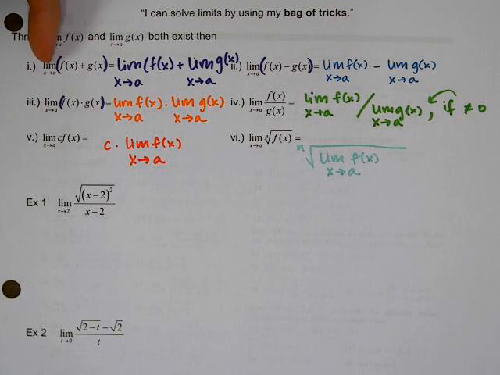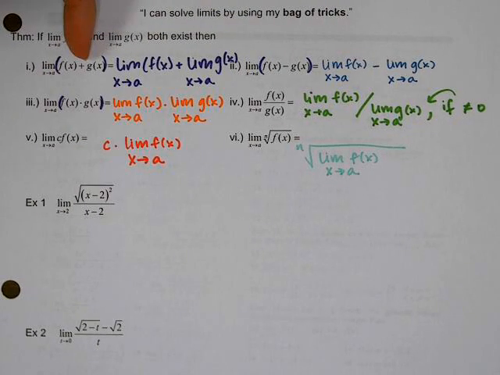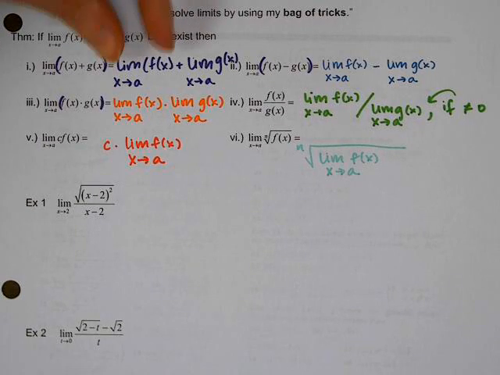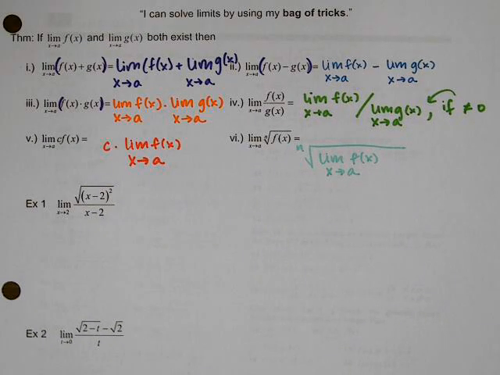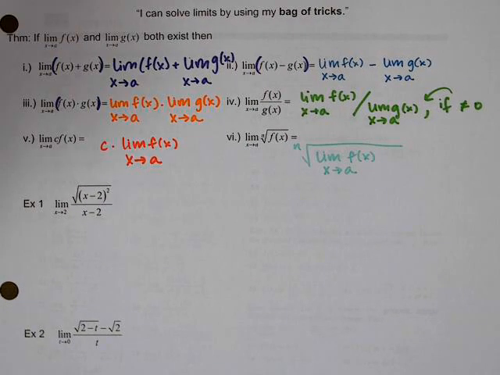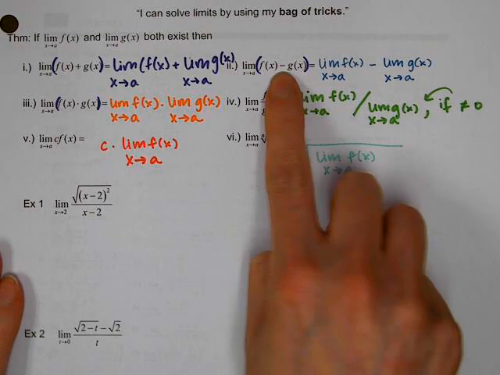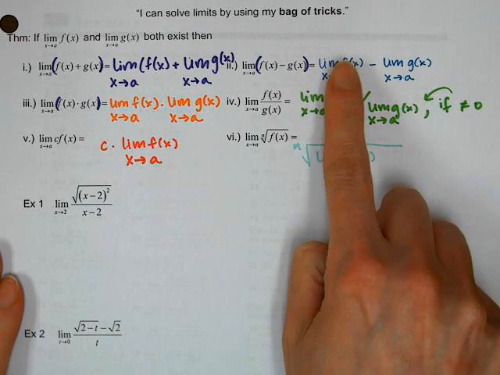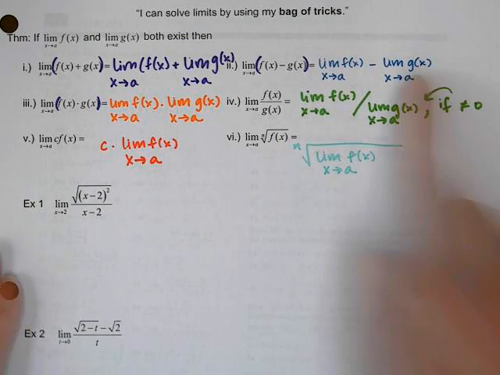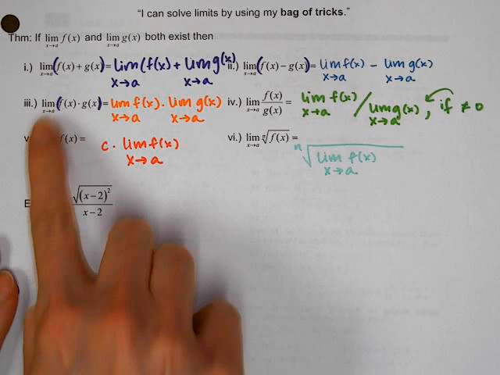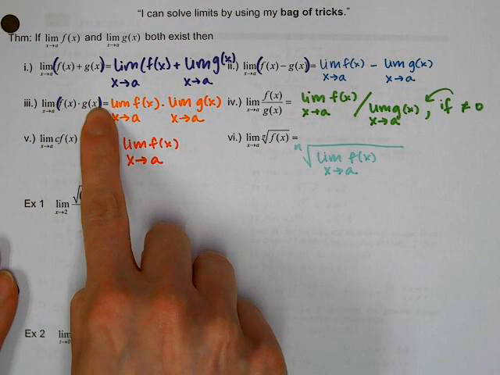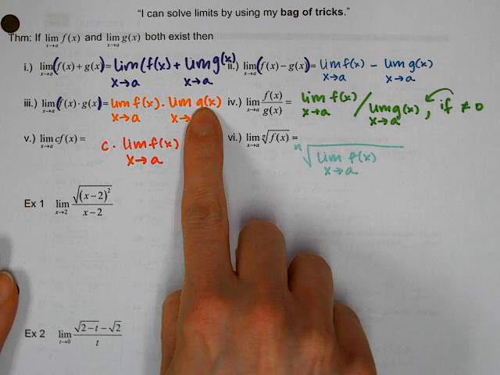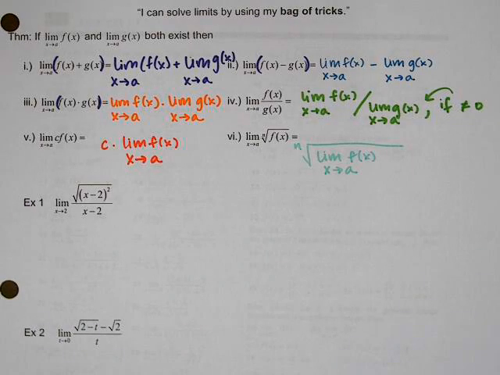If you take the limit as x approaches a of a sum, that's actually equal to the sum of the limits. So basically a limit of a sum is equal to the sum of the limits. So you can kind of just expand it out. Similarly, the limit of a difference is equal to the difference of the limits. The limit of a product is equal to the product of the limits. Again, so common sense, we're just expanding it.